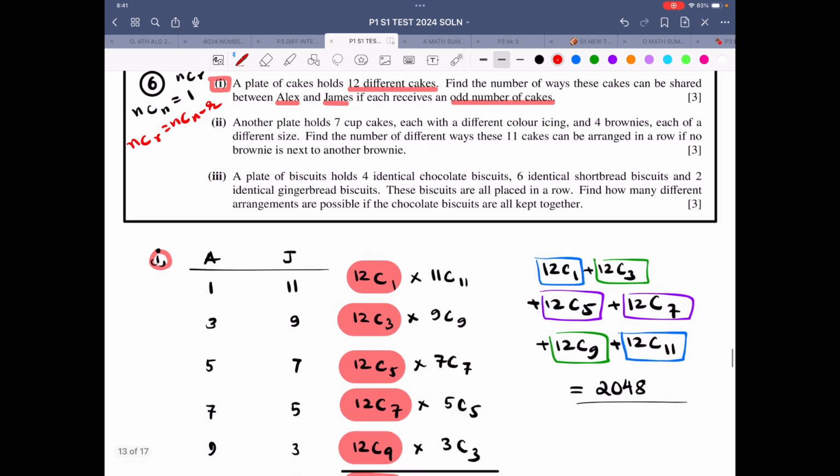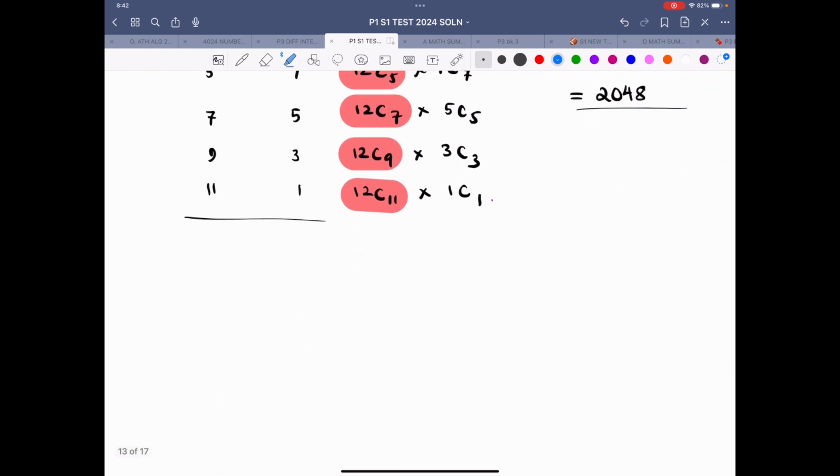That is question number 1. Now let me focus on question number 2. It says another plate holds 7 cupcakes, each of a different color icing. They are cupcakes, but they are different. And then 4 brownies, each of a different size. So they all are different. Find the number of different ways these 11 cakes can be arranged in a row if no brownie is next to another brownie. That means this time I have to work on the separated concept.